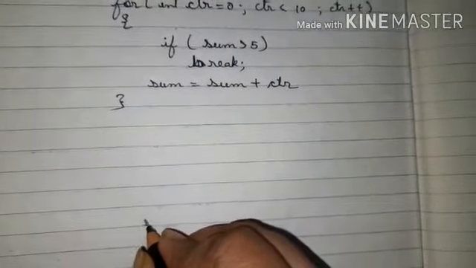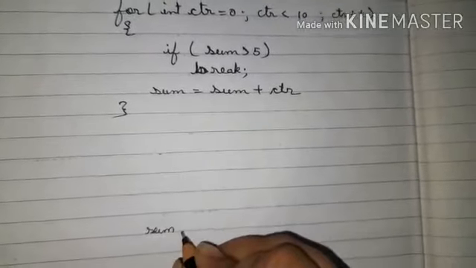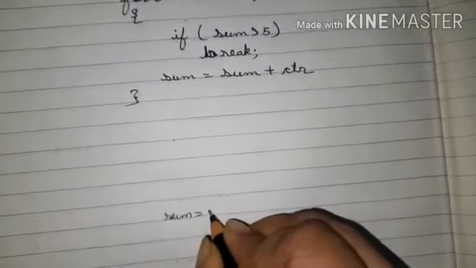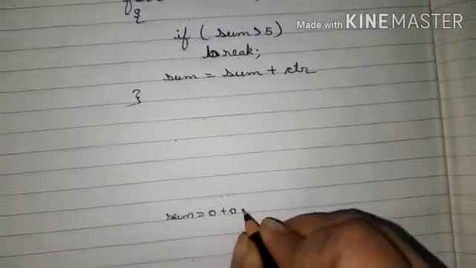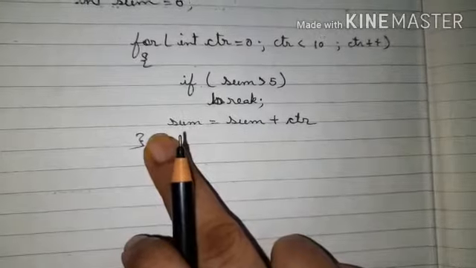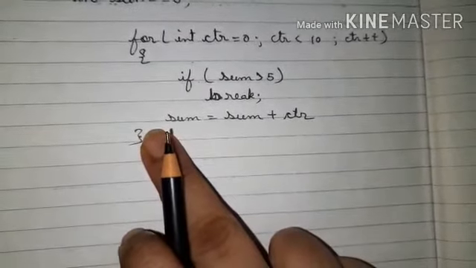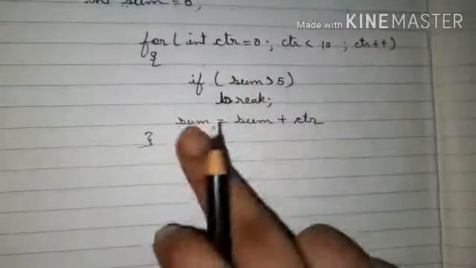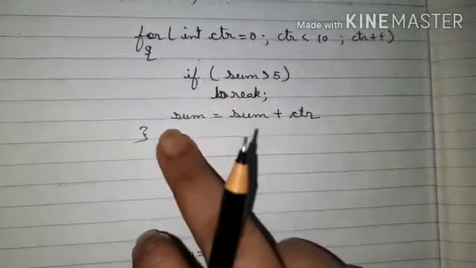Take it here. Let me write it here. Sum is equal to 0 and CTR is also 0. So my sum now became 0. Now when we reach here, CTR will become 1. Here there is an increment because of C++, after completing the loop, here we are increasing C++.